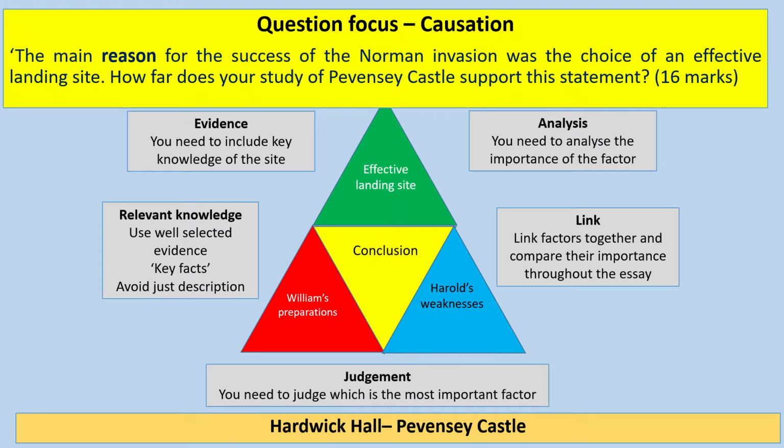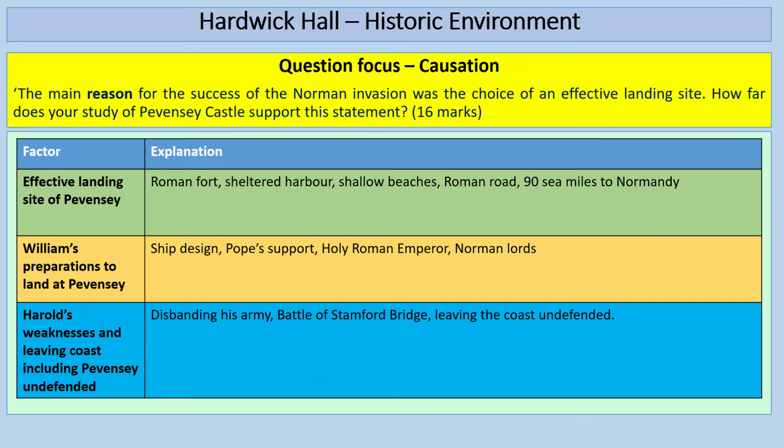So let's have a look at this answer in a little bit more depth. This would be a plan. We've got three factors here. When we're looking at the effective landing site of Pevensey, we're going to talk about the fact that it had a Roman fort, a sheltered harbour, shallow beaches, a Roman road, only 90 sea miles to Normandy.